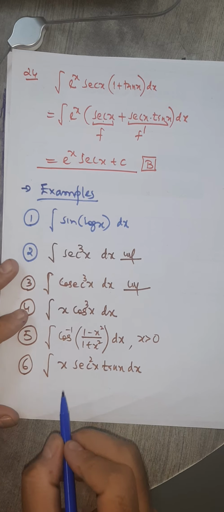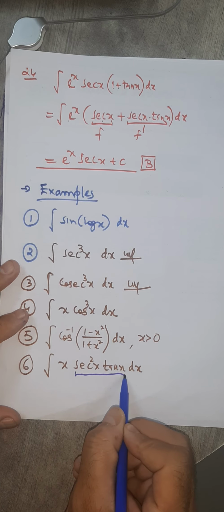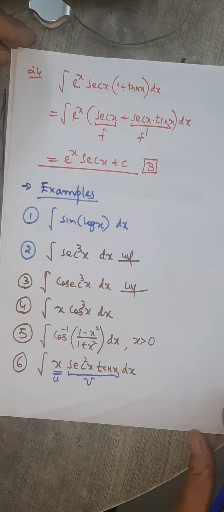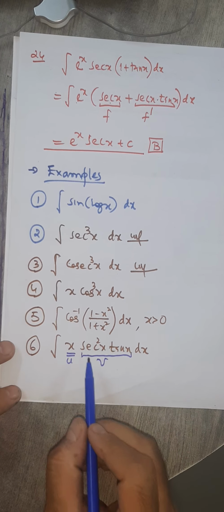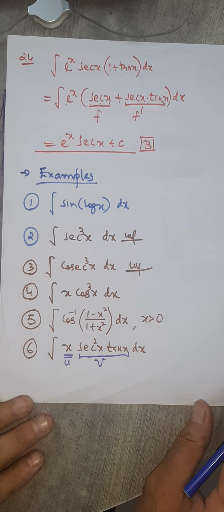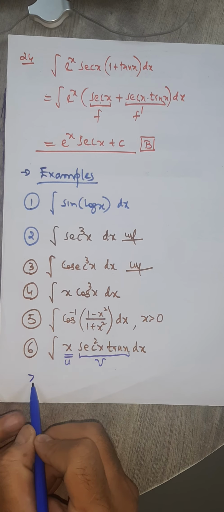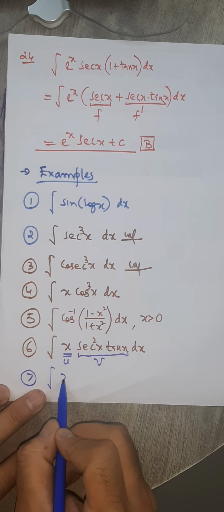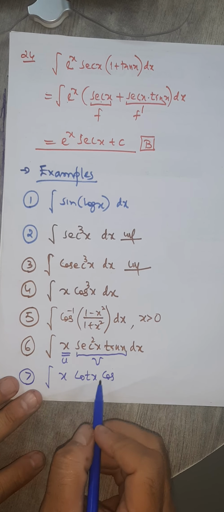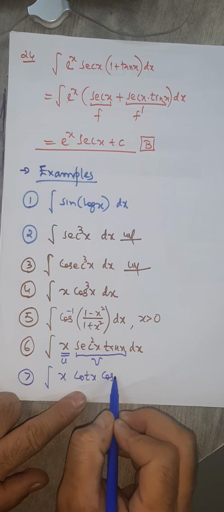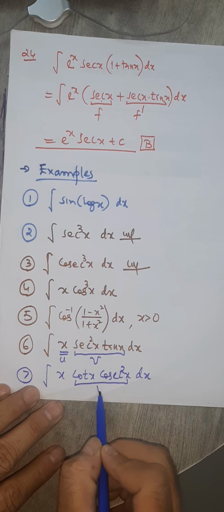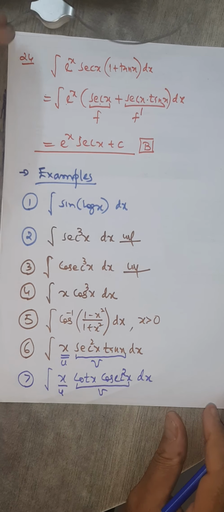How we'll do this? I'll just give you hint. You take this as a v, entire this as a v, and this as u. Because this you can integrate very easily. You just think why you can integrate this very easily. You know the integral of this sec square into tan integral, you know very easily. So take this as a v, this as u. 7. Same way you can have this question also. X into cot x into cosec squared x. So same way you take this entire as v and this as u, and you can do by parts.